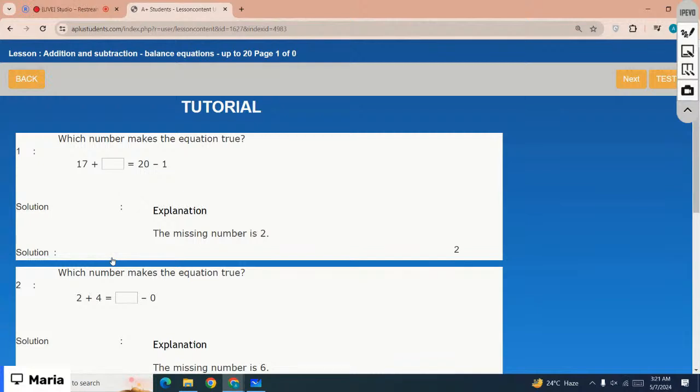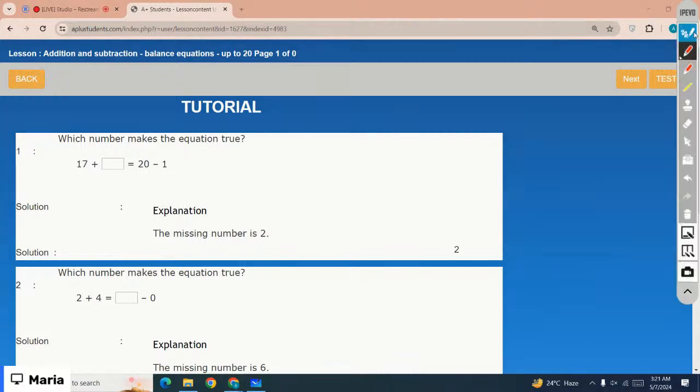Which number makes the equation true? So, you have to keep the equations on both sides balanced. Balance means both sides must have exactly the same answer, right? So 20 take away 1 is 19. Now you have to find the number that when added to 17 makes 19, which is the correct option.